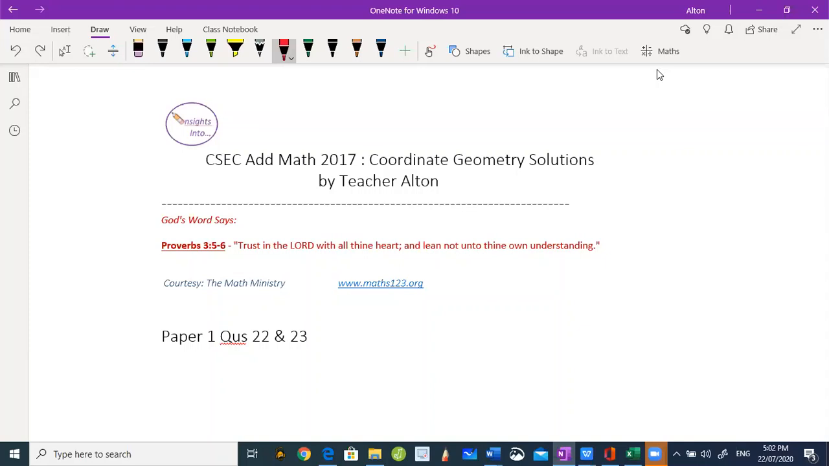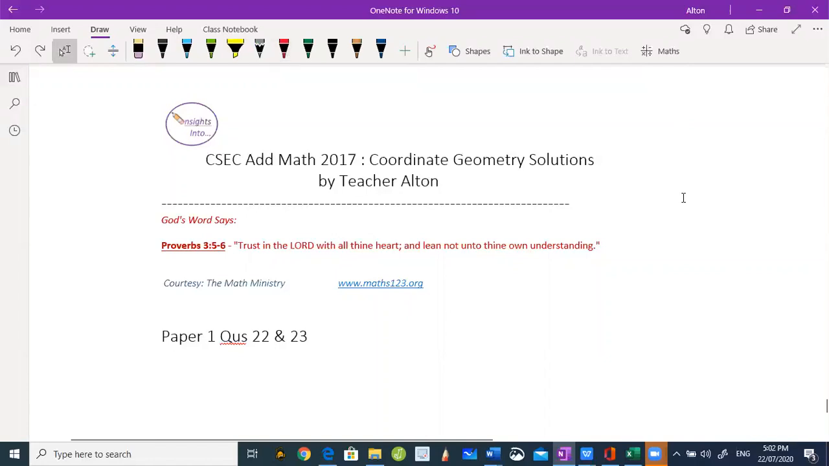Proverbs 3 verses 5 and 6 says, "Trust in the Lord with all thine heart, and lean not unto thine own understanding." So today we're going to apply that as we look at the solutions to our ADMAT 2017 coordinate geometry problems, and those two sums will be 22 and 23. So let's go straight into our questions for today.